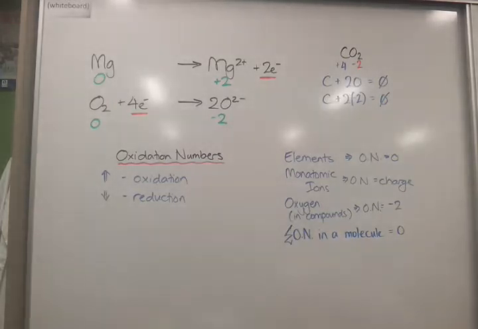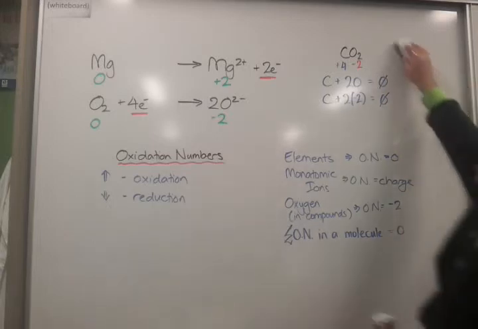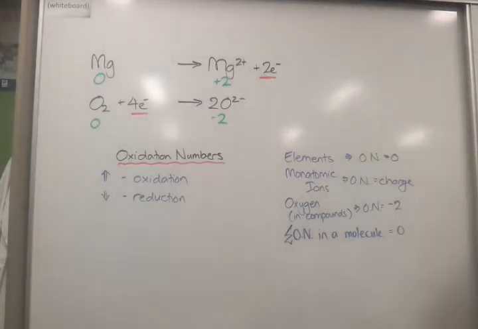Alright? So that's not too bad. So therefore in carbon monoxide, CO, what would the oxidation number of carbon be in that case? +2. Fantastic. Okay, going to get rid of CO2 and have a look at something else.